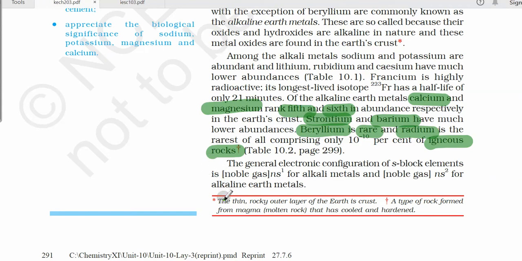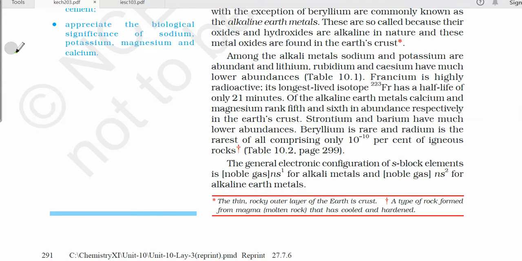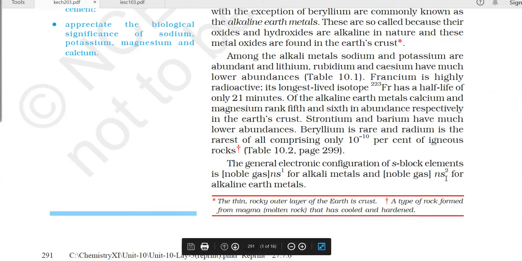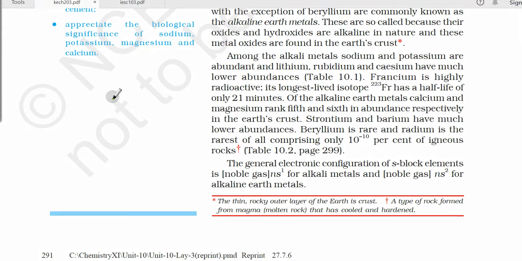So the earth crust can be understood as the thinnest layer of land present on the earth. Igneous rocks are the rocks formed from magma, the molten rock erupted from the earth's mantle. The rocks formed after this cools down are termed igneous rocks. As I have told you, the general electronic configuration for the s-block elements is ns1 or ns2 only.